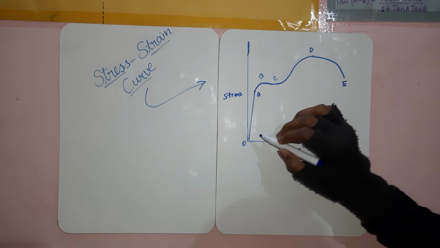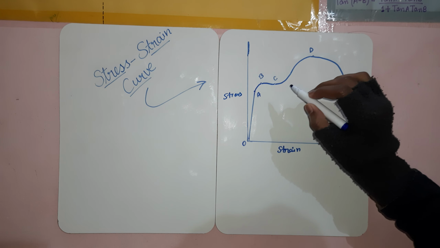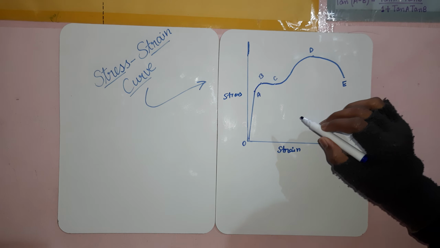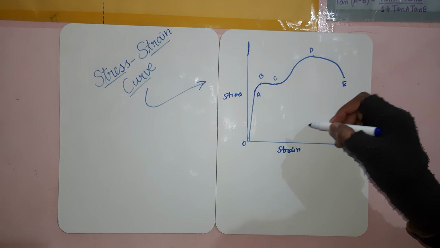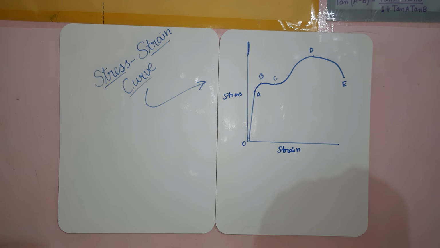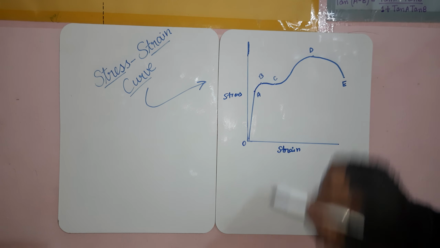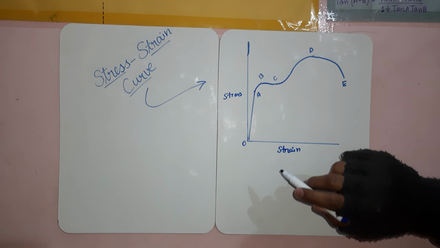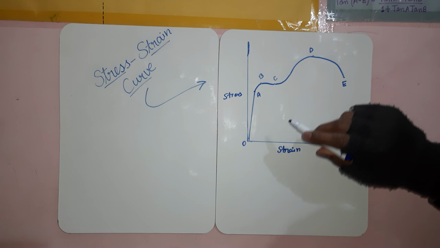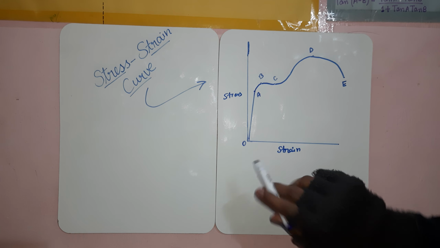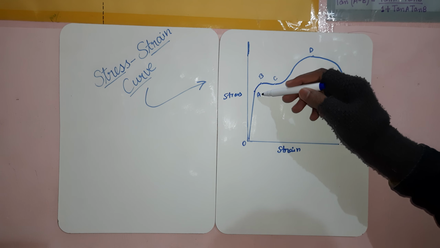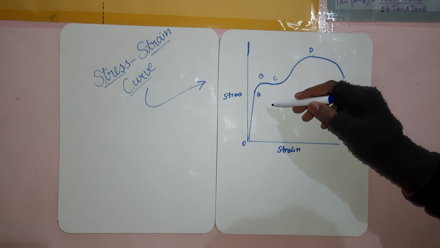As you can see here, OA is a straight line on the graph, indicating that stress is directly proportional to strain. Up to point A, Hooke's law is obeyed. And what's Hooke's law? Under the limit of proportionality, stress is directly proportional to strain. So from O to A, Hooke's law is obeyed.